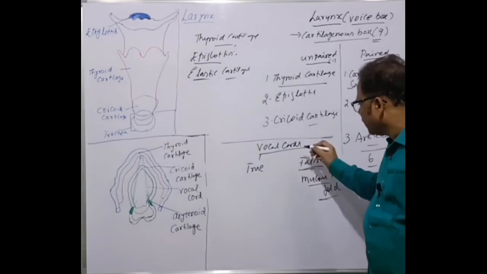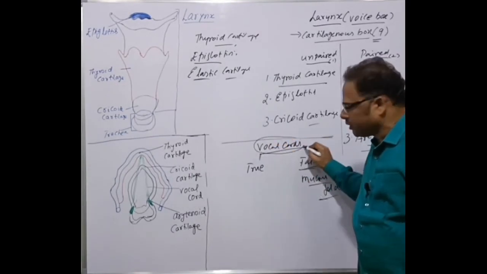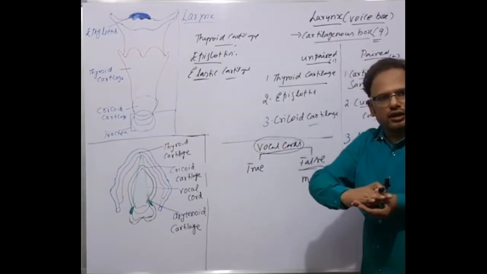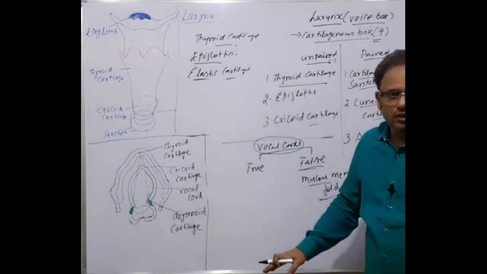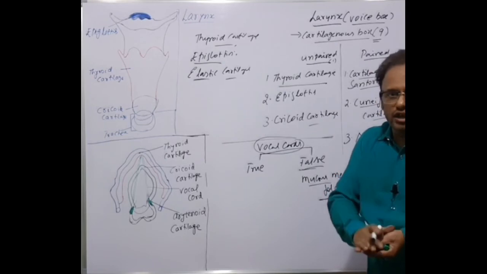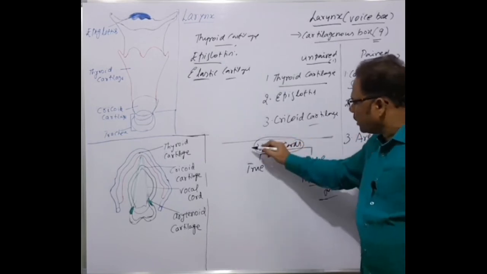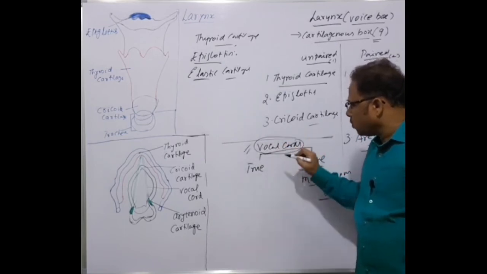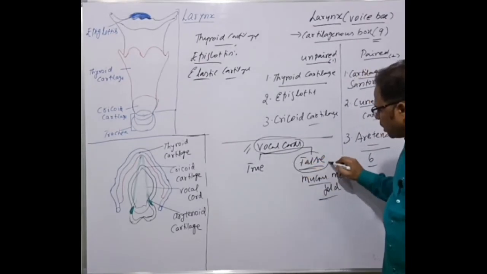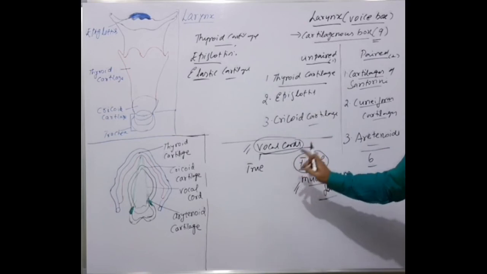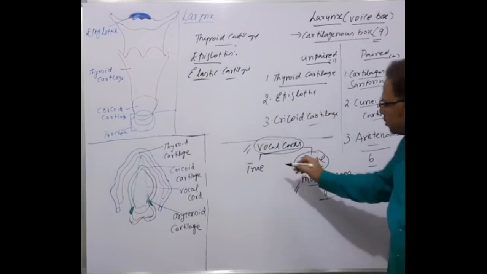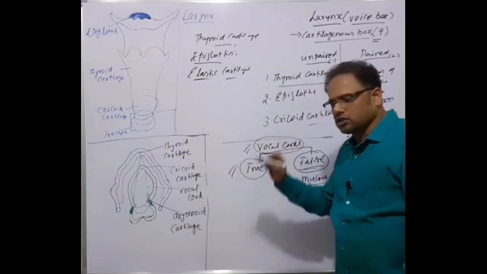Because they are made of yellow elastic fibers, they can be extended like this here. Vocal modulation, sound modulation, amplification, all these are the responsibilities of the vocal cords. But false vocal cords are merely the folds of the mucous membrane, and they are not connected with sound production here. Only the true vocal cords are concerned with sound production.